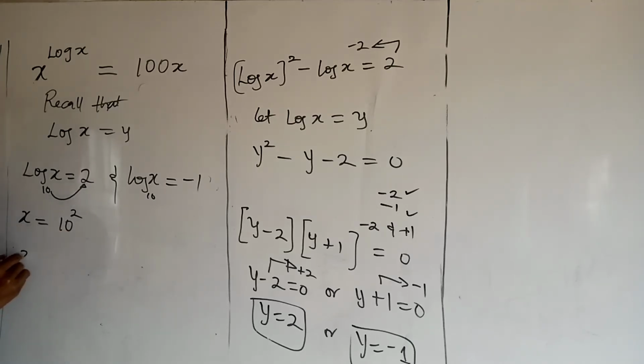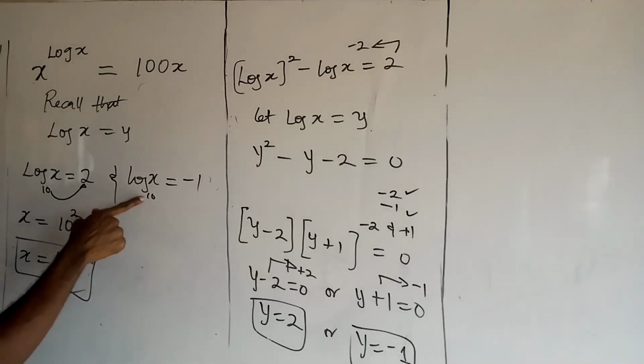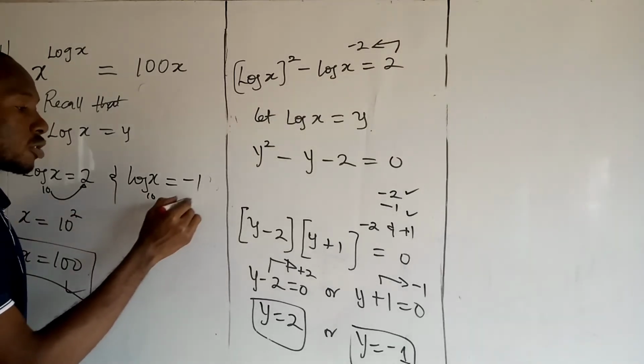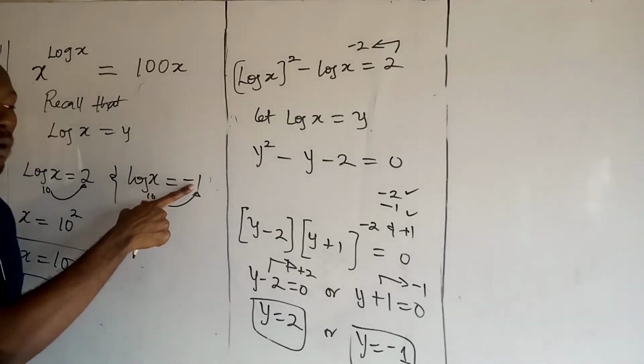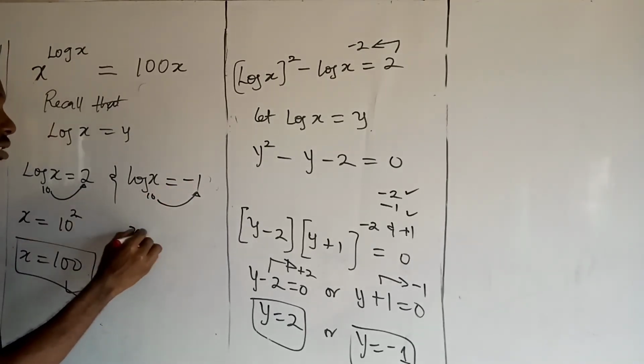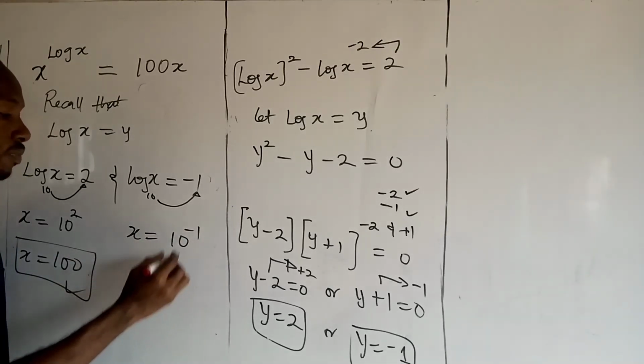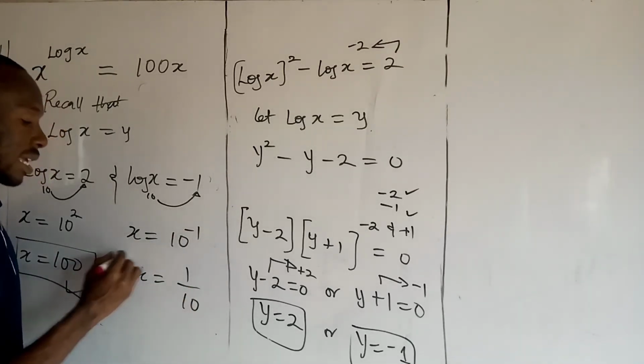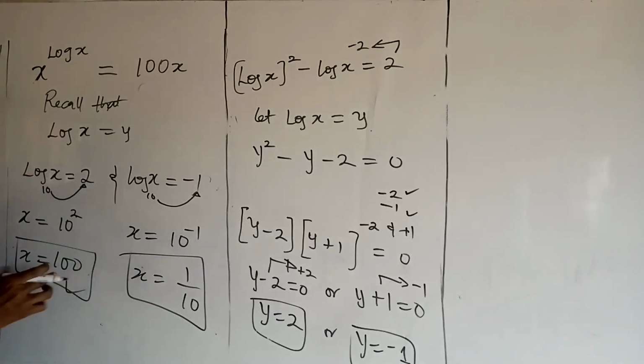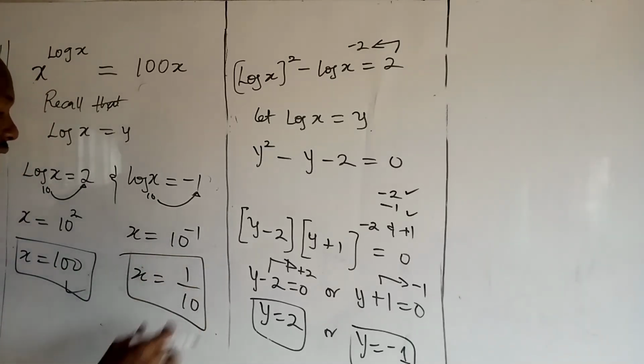So you can see from here x is equal to 10 to the power 2 is just 100. So this is the first value of x and it's very correct. Now the next thing you want to do is to take 10, we take minus 1 as its power, then you equate it to x. So you have x is equal to 10 to the power minus 1. And of course this guy is going to become 1 upon 10. So this is the second value of x. 100 and 1 upon 10 is our final answer.